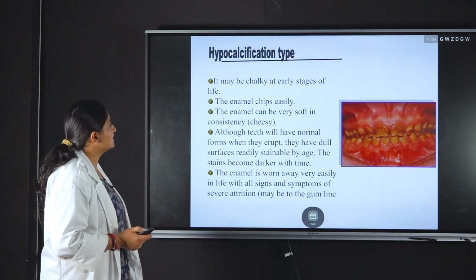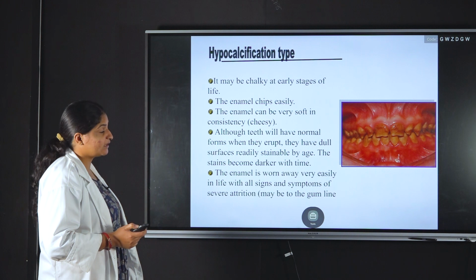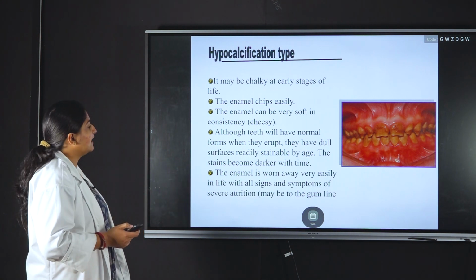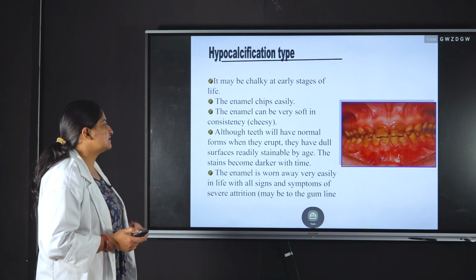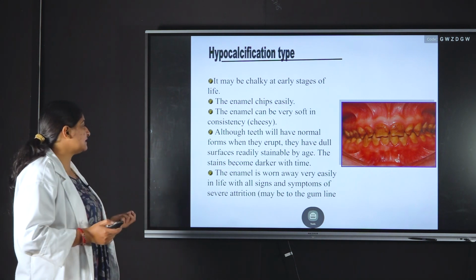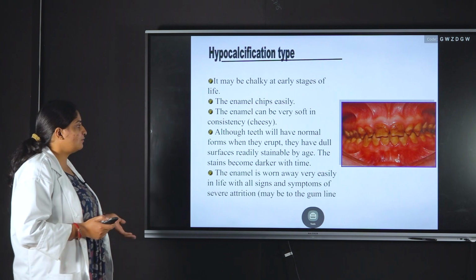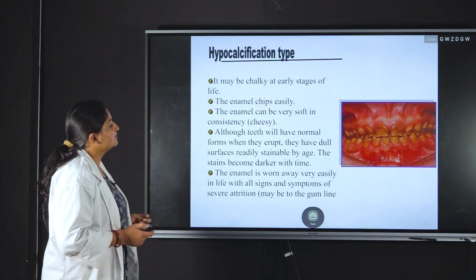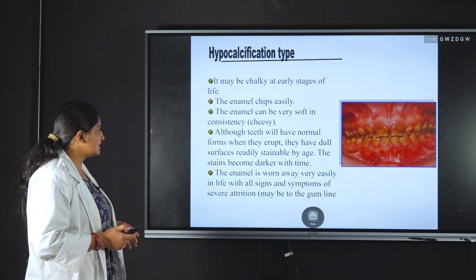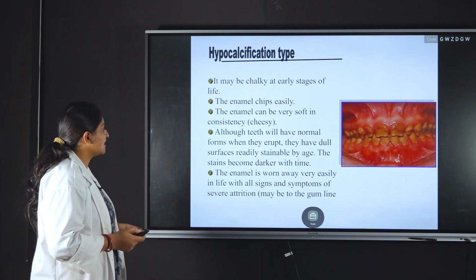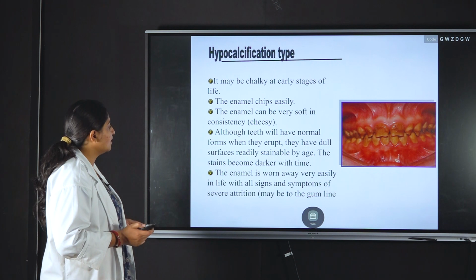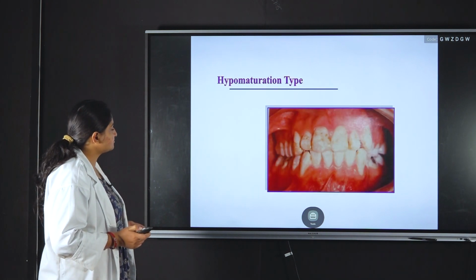Coming to hypocalcification, it may present as chalky in appearance in early stages, and the enamel chips away easily. The enamel can be very soft in consistency, or it can be cheesy in nature. Although teeth will have normal form when they erupt, they have dull surfaces readily stainable with age. The stains become darker with time. The enamel is worn away very easily in life, with all signs and symptoms.